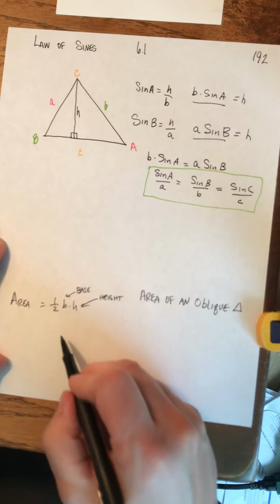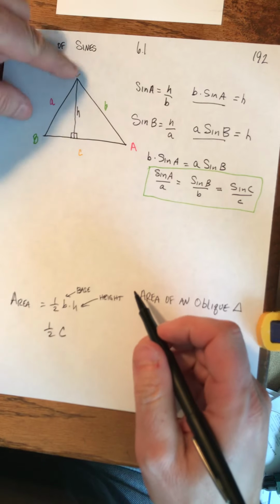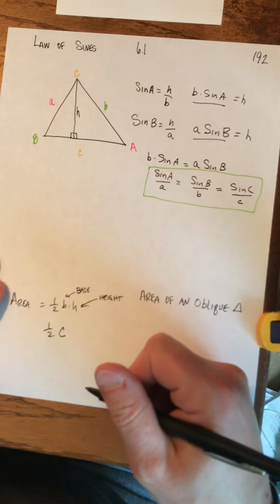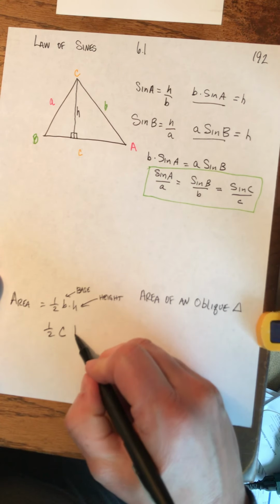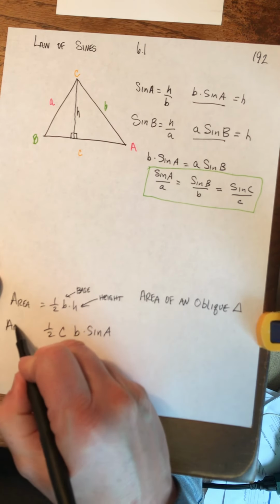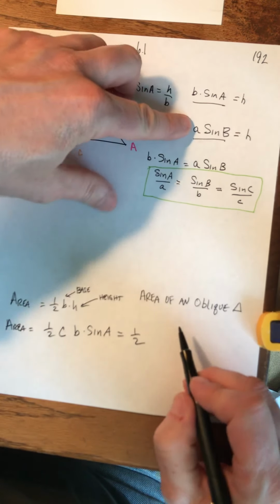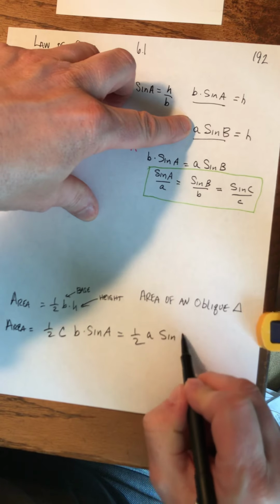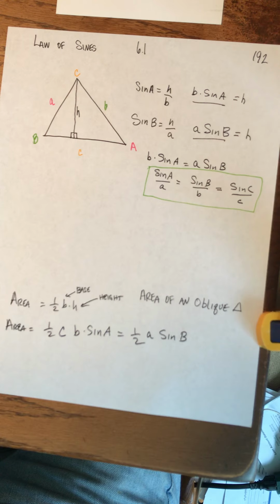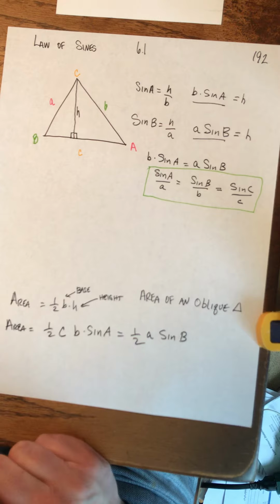So the base in our case over here is C. So we got 1/2 where the bottom of this triangle is C and the height is h, but we already know that h could be written two different ways. It could be written B times the sine of A. So this could be the area formula. We could also say that it equals 1/2 of, we could use this one instead, A times the sine of B. It's good that we have different forms of this, so that depending on what information we're given, we could always find the area of the triangle.